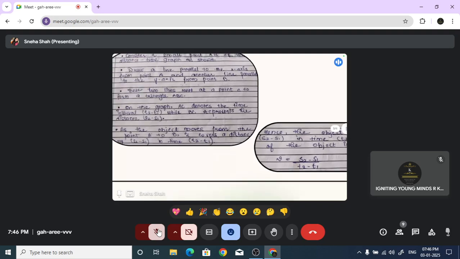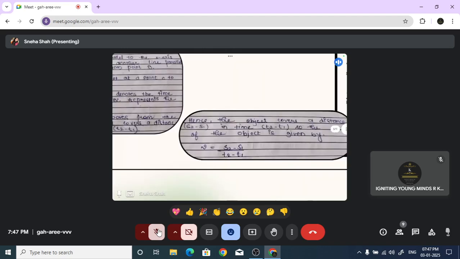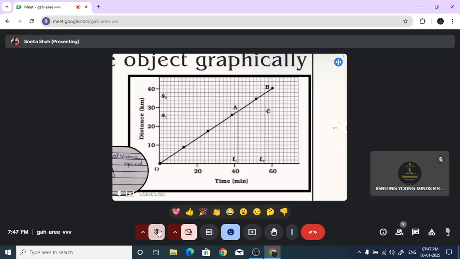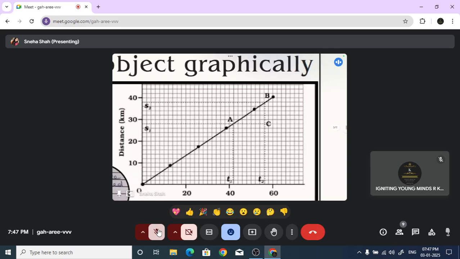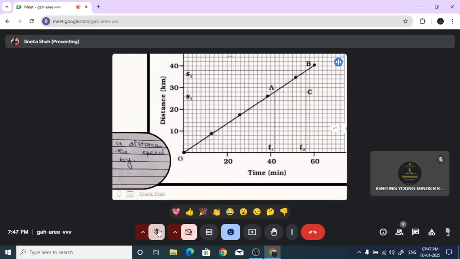These two lines meet at a point C to form a triangle ABC. On the graph, AC denotes the time interval, that is T2 minus T1, while BC represents the distance S2 minus S1. Do you understand? BC is the perpendicular distance from final distance to initial distance. So what is your difference? S2 minus S1 is the total distance covered.